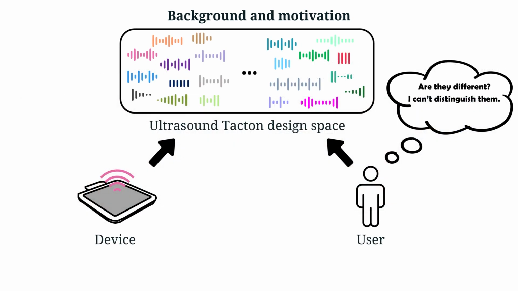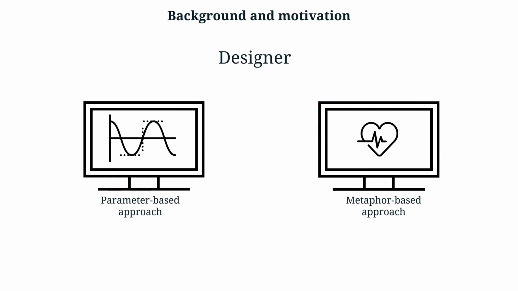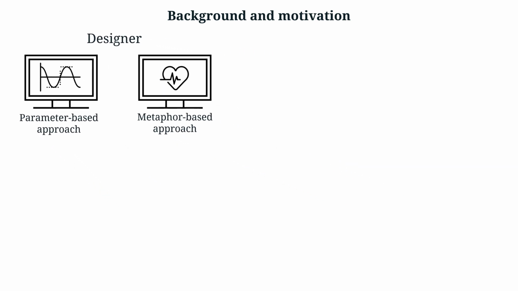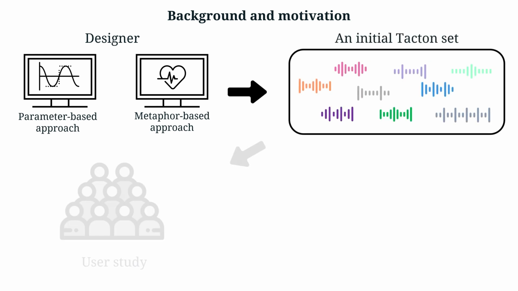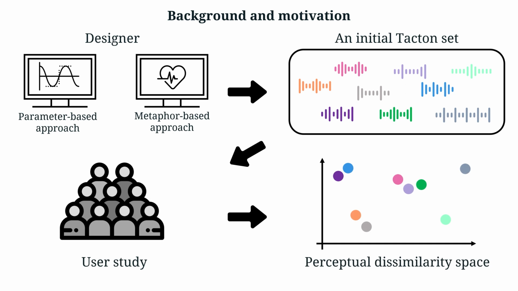To convey information in an application, tactons must be easy to distinguish for users. One common design process is designing an initial tacton set and then running user studies to identify a subset of distinguishable tactons. More specifically, a designer may create tactons by systematically varying the parameters of a haptic signal, or create tactons to remind users of metaphors such as heartbeat. Then, the designers run user studies with the initial tacton set to derive its perceptual dissimilarity space and select the most distinguishable subset of tactons for an application.